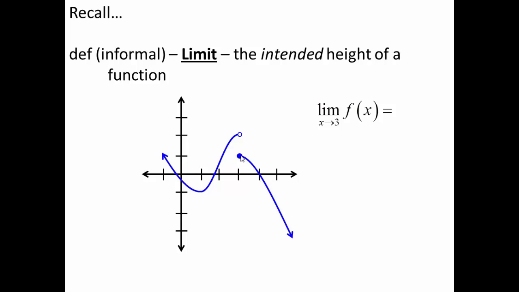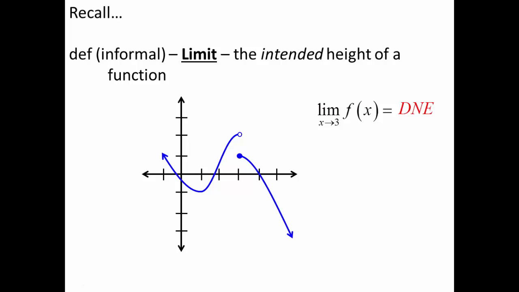In this case, does the limit exist? Well, we both have two completely different intents. There's no one clear intended height of the function. So in this case, I would say that the limit does not exist because there is no clear intended height. Now, on the other hand, if I asked what is f of 3, what is the function value at 3, the McDonald's doesn't exist here, it exists here. So the function value at x equals 3 is 1 and only 1.